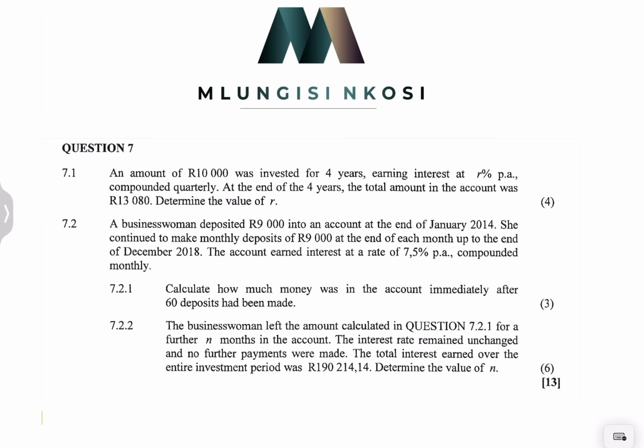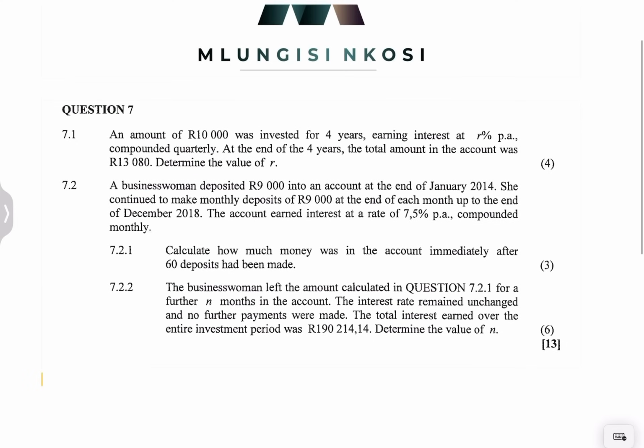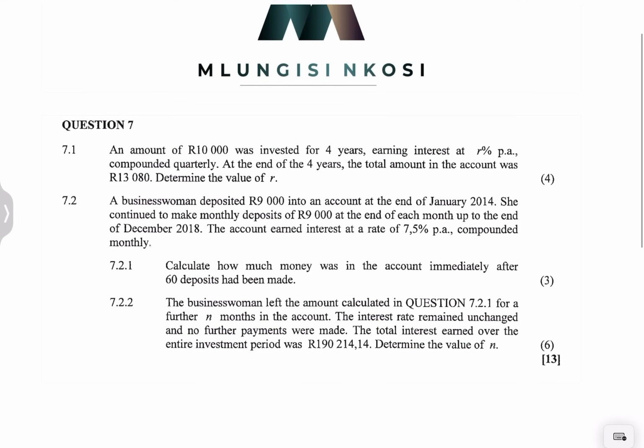Okay, so let's look at financial maths this time around. It's question 7, as I said, of your May June exam in 2021. Now they say to us, we've got an amount of 10,000 that was invested for 4 years, earning interest at a rate of R% per annum. Okay, and they say it's compounded quarterly, and at the end of 4 years the total amount in the account was 13,080. They say we should determine the value of R.